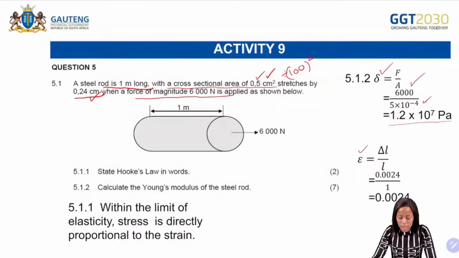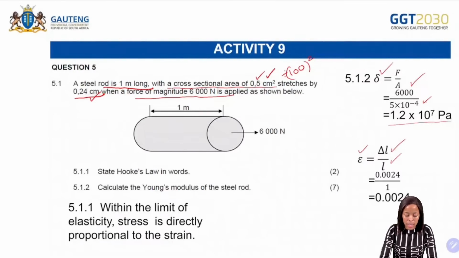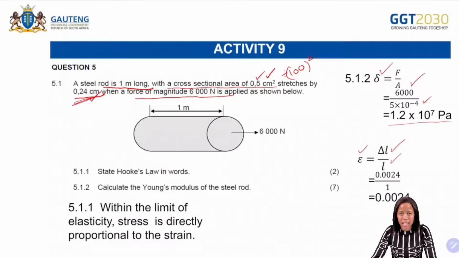Next, we need to calculate the strain. The strain is the change in length divided by the original length. What was the change in length? The change in length was 0.24 centimeters. So 0.24 divided by 100 gives us 0.0024. The original length was 1 meter, so we write it as it is. We don't need to convert. And that will give us our strain, which is 0.0024.